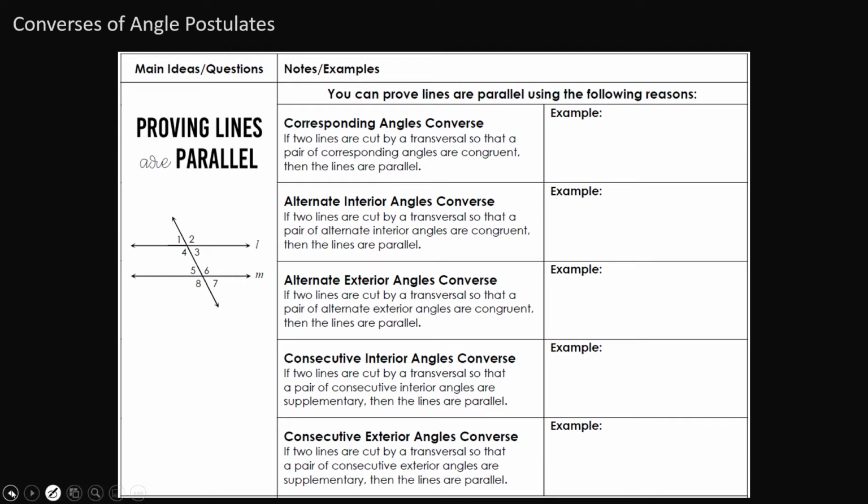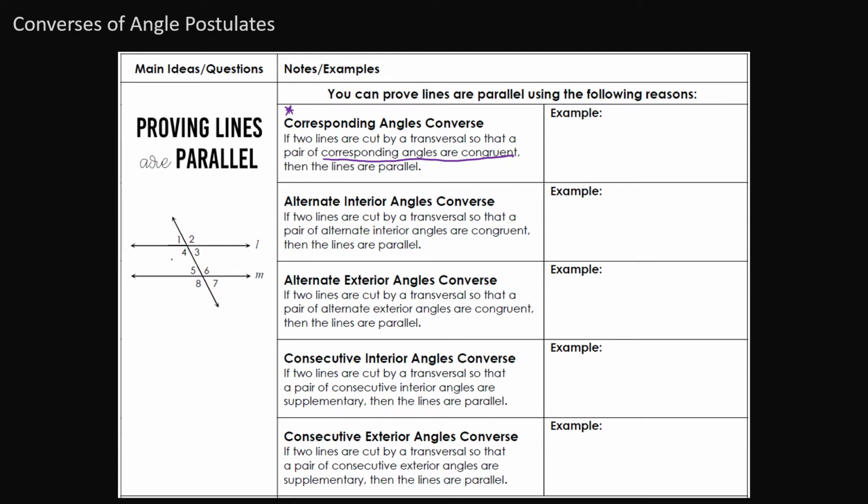So let's take a look at what those are. We have 5 converses that we are going to use to prove lines are parallel today. The first is the one we just talked about. That's the corresponding angles converse. And that says, if two lines are cut by a transversal so that a pair of corresponding angles are congruent, then the lines are parallel. The main takeaway you need from this would be, if a pair of corresponding angles are congruent, then the lines are parallel.